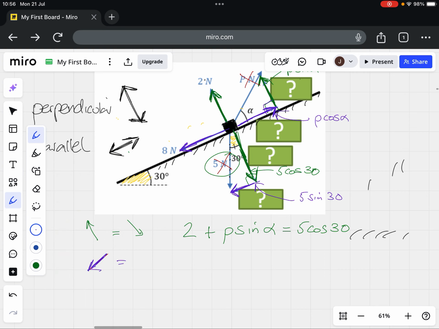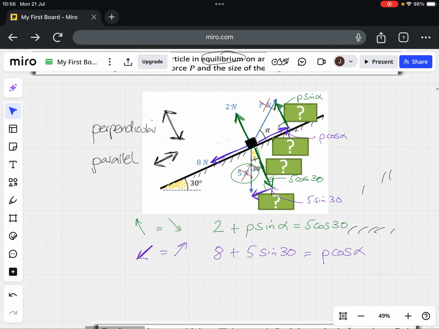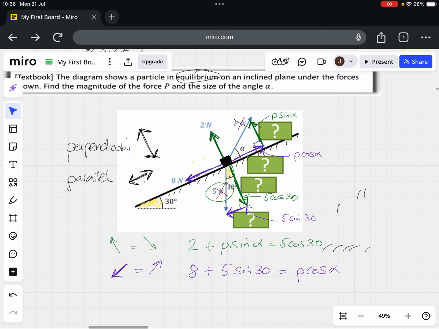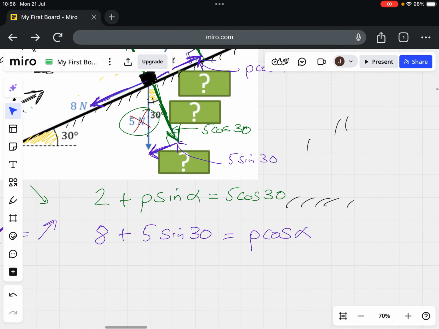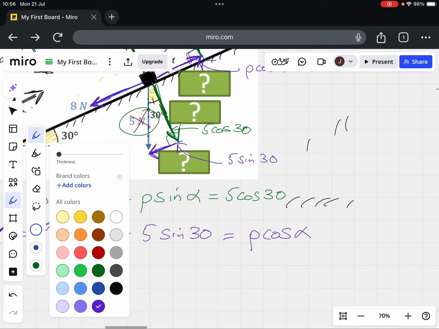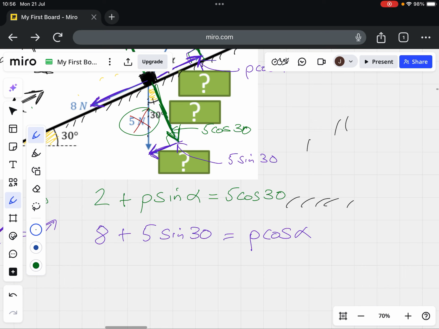So the one acting down the slope is the same as the one acting up the slope. So that is 8 plus 5 sine 30 must be equal to P cos alpha. And again, from there, I should be able to work out these numbers. So if I rearrange the top equation, I can make it P sine alpha equals 5 cos 30 minus 2. And then I can divide this sine by this cos, which would give me what?